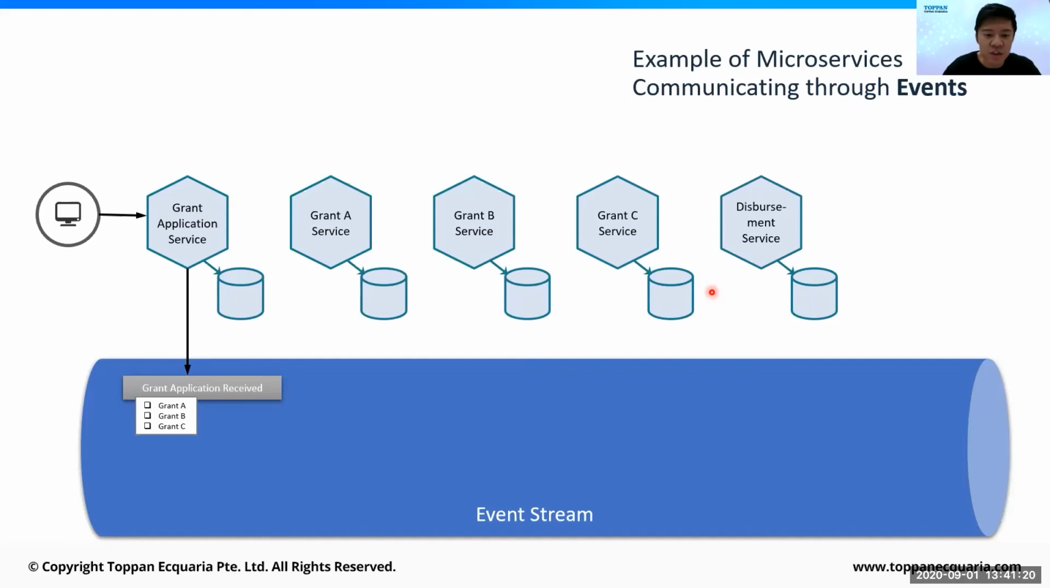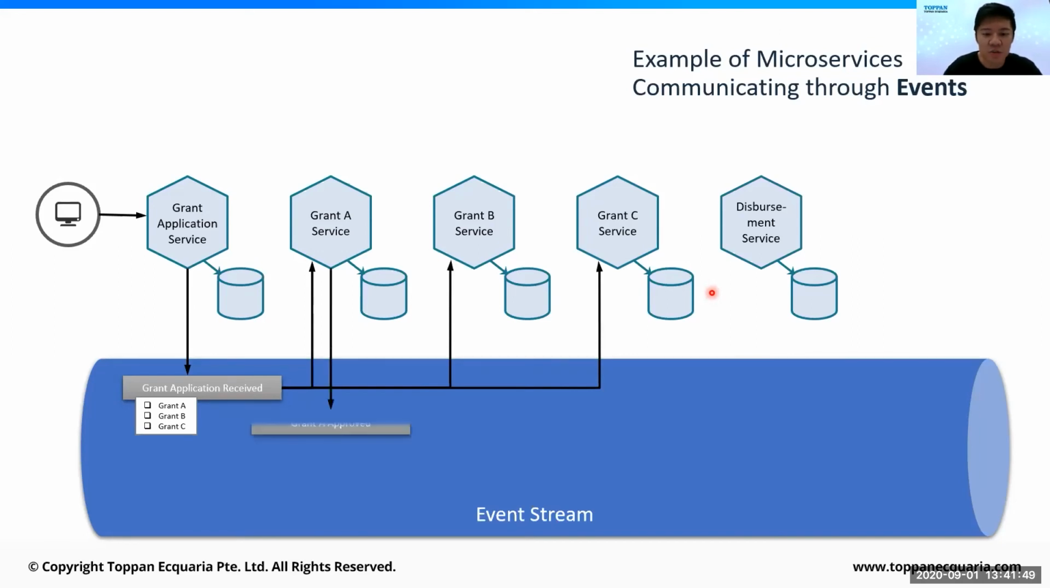Grant application service will then respond back to the applicant that application submission is successful, and that's all for the applicant side. Right? The events in the event stream will then be picked up by the relevant grant services for further processing. In this example, as the applicant has submitted for all three, it will be picked up by all three services. If the applicant only submits for one, the application will only be picked up by the relevant service.